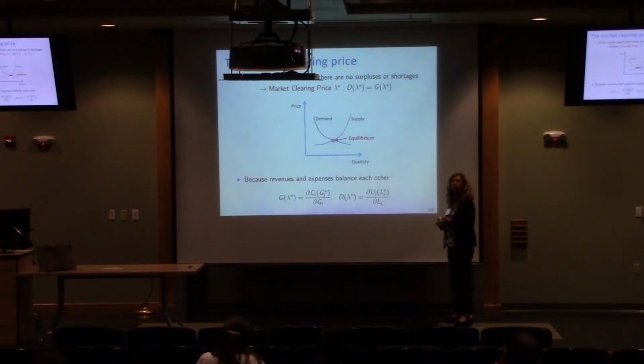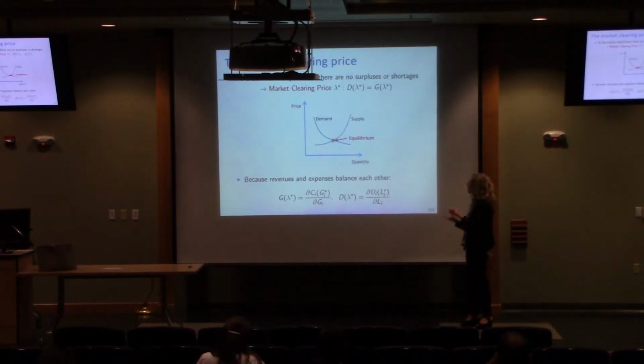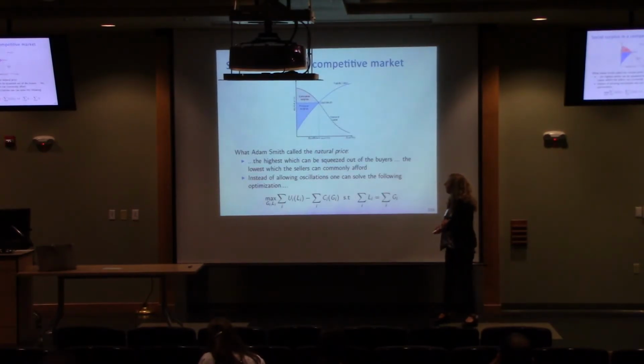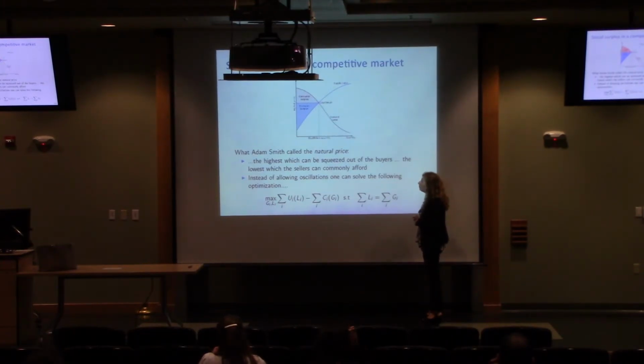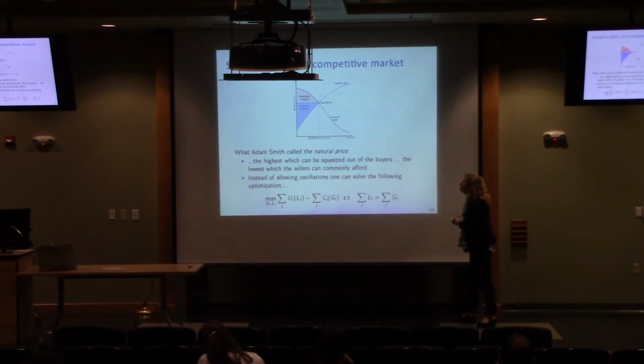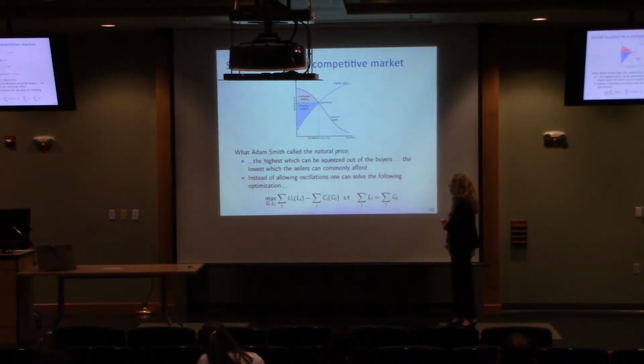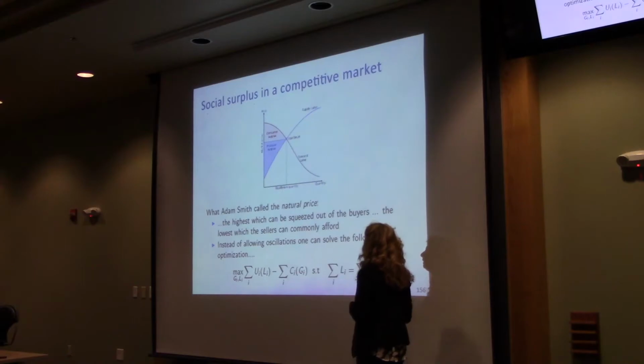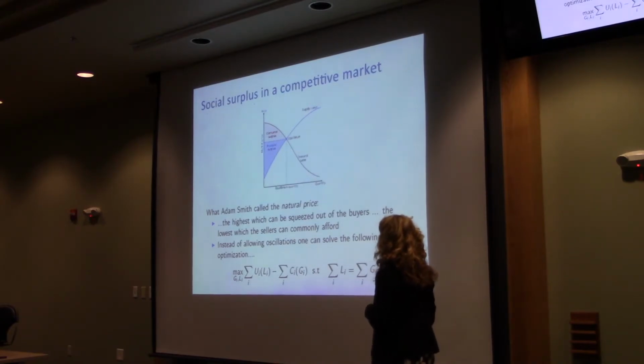So when you think about smart pricing or real-time pricing of electricity, really it comes from this notion that you have somehow evaluated what is the price-demand curve for your customers. And this is really nice, a nice solution. This is what Adam Smith found, this study, this competitive market. He said this is the natural price because it's the highest price that can be squeezed out of the buyers and the lowest that the seller can afford, right? And everything else you are assuming that the revenues and the expenses are matching up, okay?